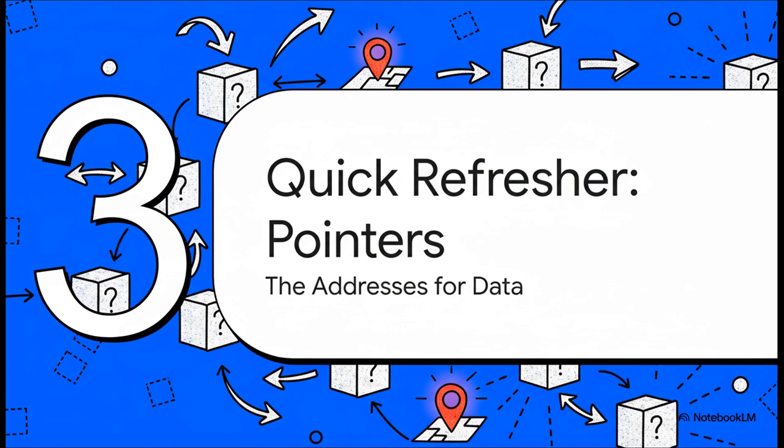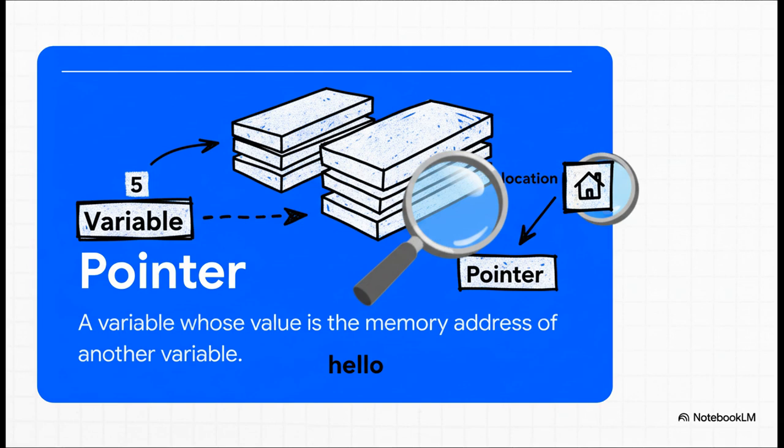Now for the other half, pointers. If functions are all about the action, pointers are all about the location. So here's the key difference. A normal variable holds a piece of data, like the number 42 or the word hello. A pointer doesn't hold the data itself. Instead, it holds the memory address, the exact location where that data is being stored.